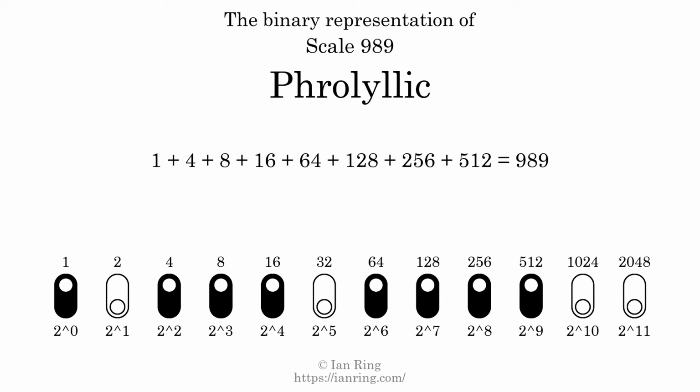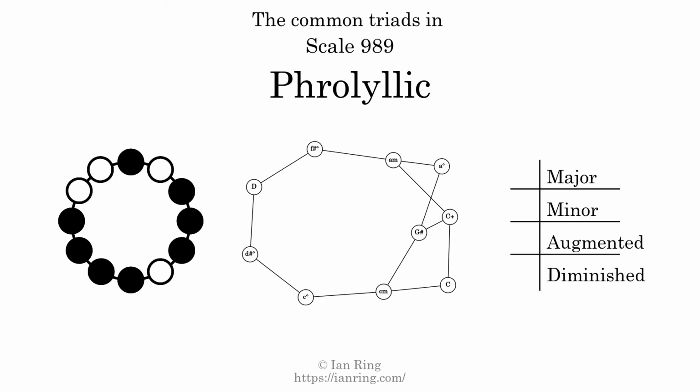The scale number not only enumerates the scale with a unique index, but it also literally describes the tonal content of the scale. Represented as a binary number in base 2, the scale number is 0011101101. Here are the common triads present in this scale.